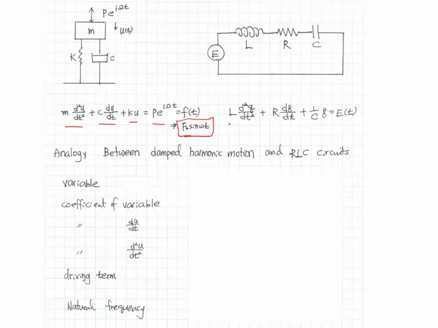So you have an inductance term, and you have a resistance and a capacitance term. And here the driving force will be the electric field or the voltage. So the V naught times maybe sine omega t, right?